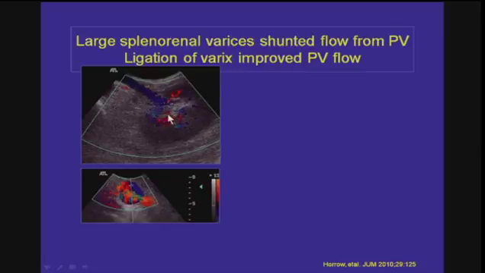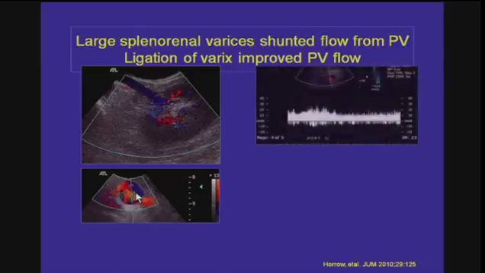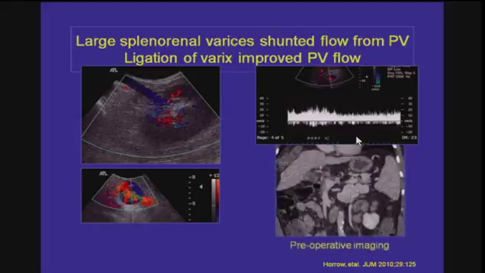So they ligated the varix, and you can see the varix right here, and that improved the portal vein flow. So now the portal vein flow is what you want it to be. It's nice and continuous forward flow. And here is just a reminder that you can see these things on preoperative imaging. So if you're in a transplant center and reading out your cases, you want to make sure that the surgeons are aware of these, because these really should be ligated at the time of transplant if possible to prevent this kind of a problem.